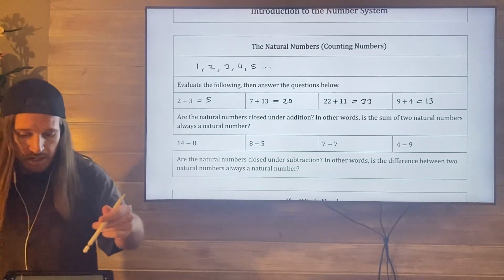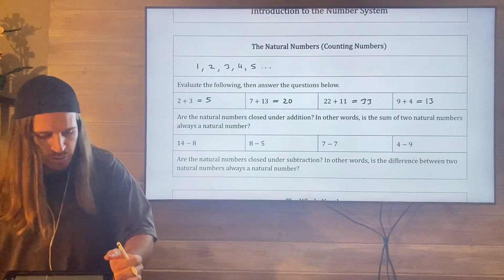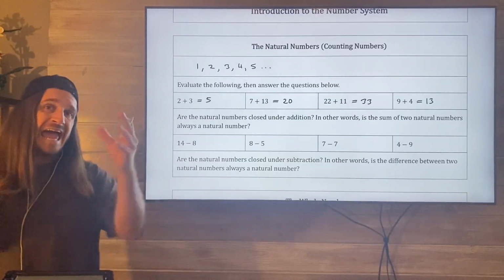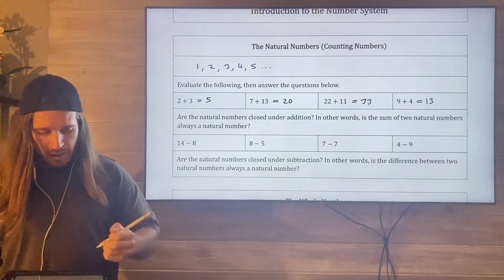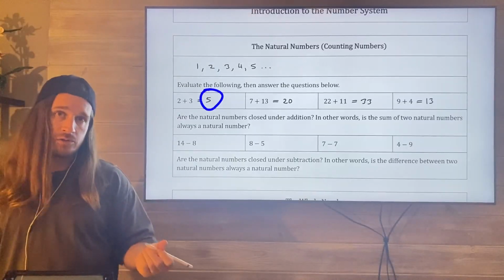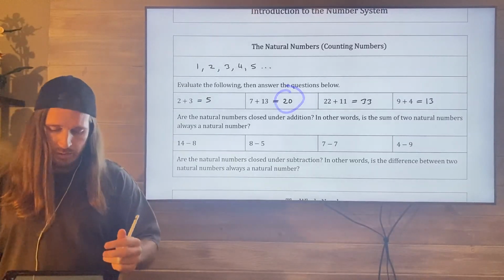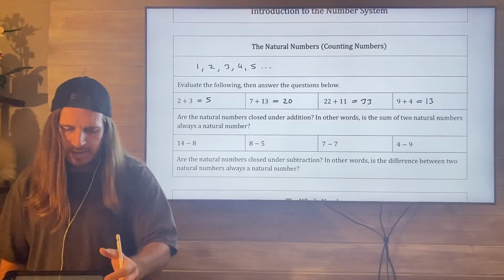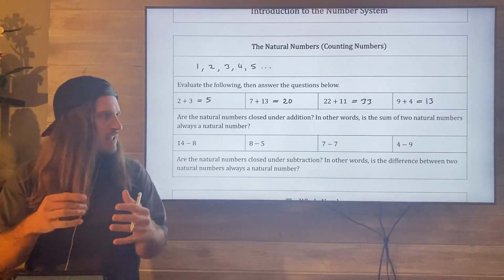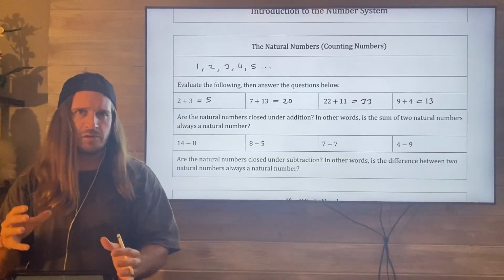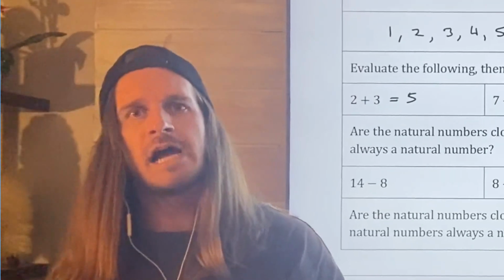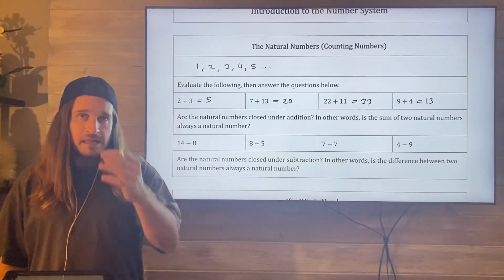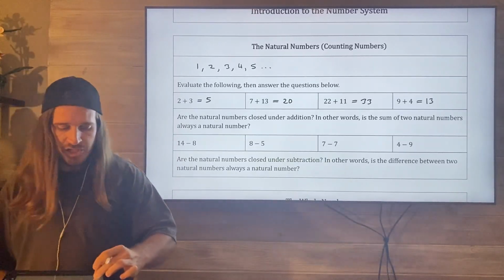What does this mean? In other words, is the sum of two natural numbers always a natural number? That is, if I take two natural numbers and I add them, will I get another natural number? Well, let's see here. 5 is a natural number. 20 is a natural number. 33 is a natural number, and 13 is a natural number. So, in other words, you're kind of stuck. That's why they say you're closed or you're trapped. As long as you add two natural numbers, you're never going to get anything other than a natural number. There's no escape.